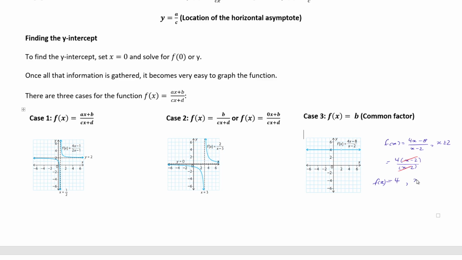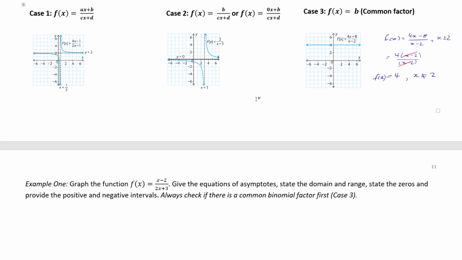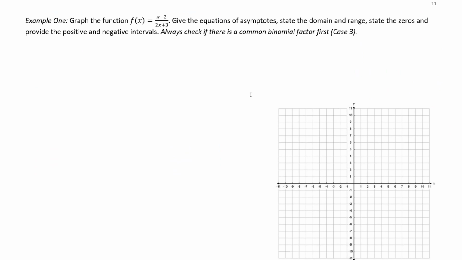But we also have this restriction that x cannot be equal to 2, because in the original function that we graphed, we had x minus 2 in the denominator. So as you can see here, we have a hole at x is equal to 2 because that was a restriction in the original function. So we're going to get onto actually going and graphing these and going through all the various steps.